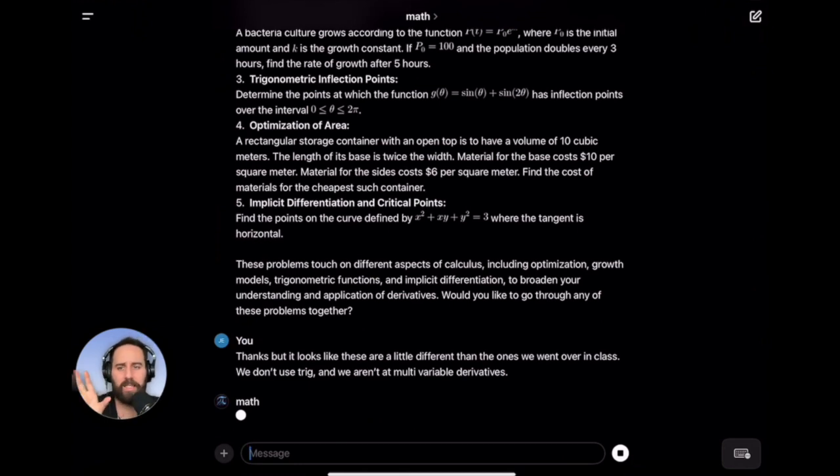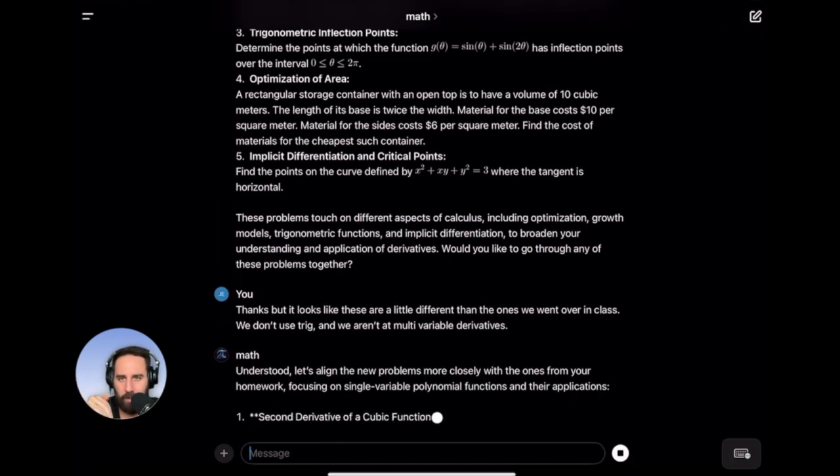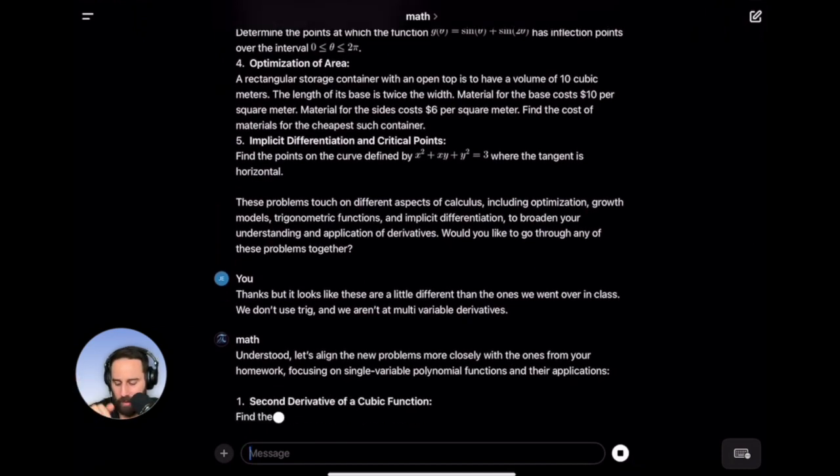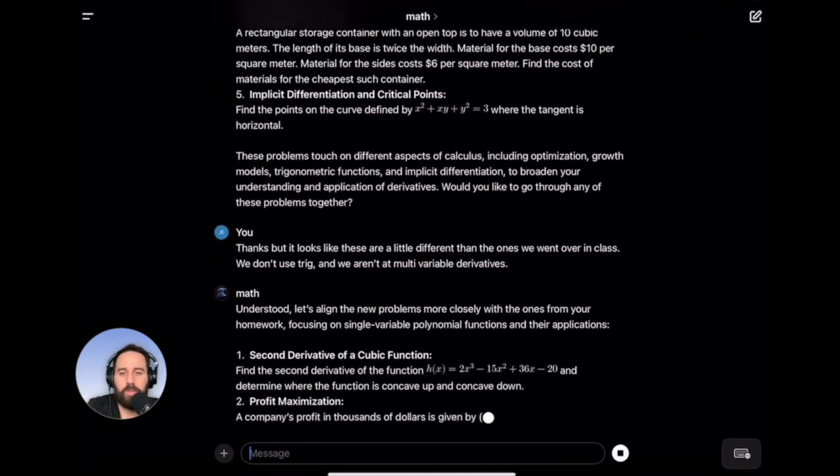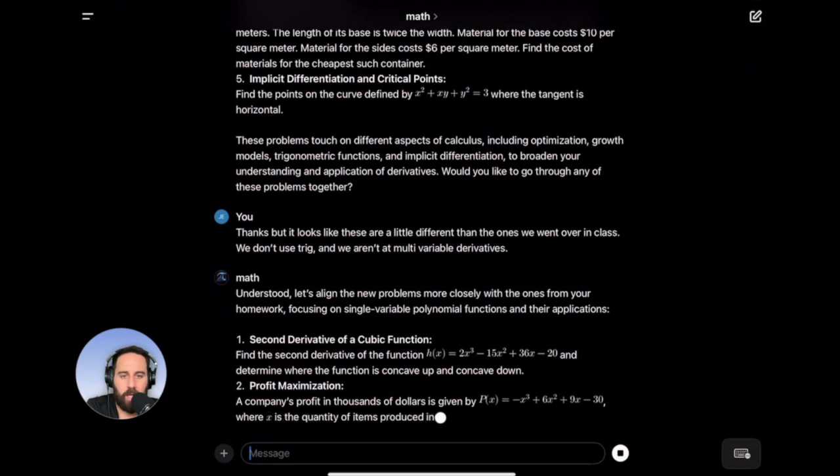It's not going to be perfect on the first one, but let's go. We read those and we're like, we don't do any trig, and we're not at multivariables. So it aligns with single variable polynomial functions and their applications. And boom, it gives you questions and questions.